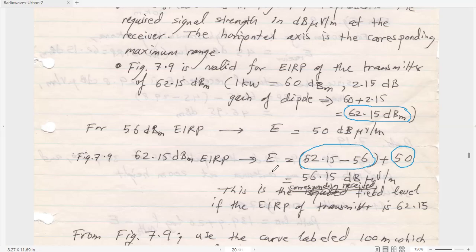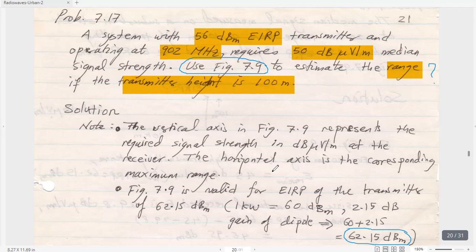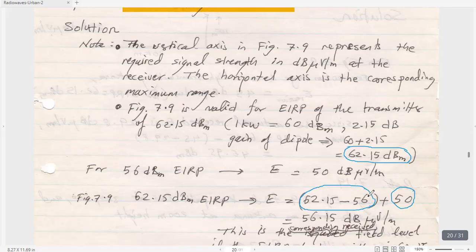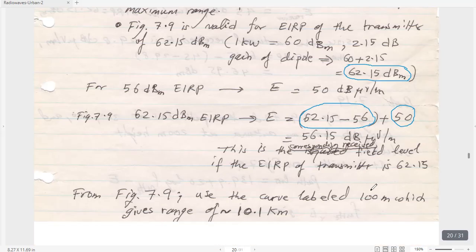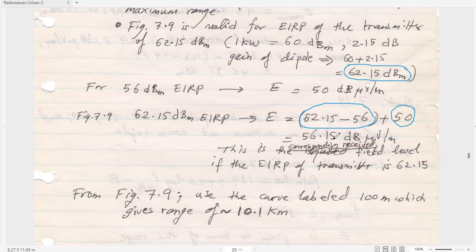If EIRP is 56, we obtain 50 dB. If EIRP in the curve is 62.15, we will obtain a higher value. It will be 56.15, the difference between EIRPs plus the measured value. So this is the value that we would obtain if the EIRP is 62.15, because we cannot use the curve unless the EIRP is 62.15. So we put this value now in the curve, 56.15, to obtain the distance.